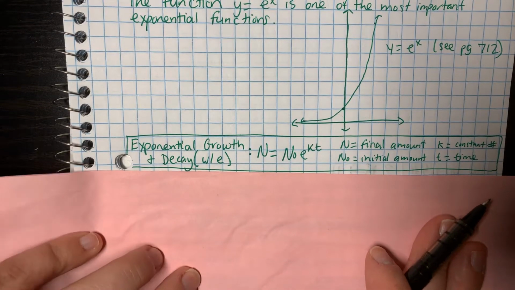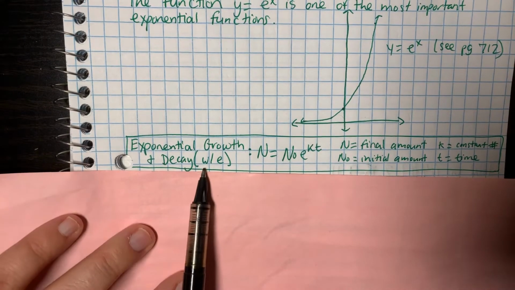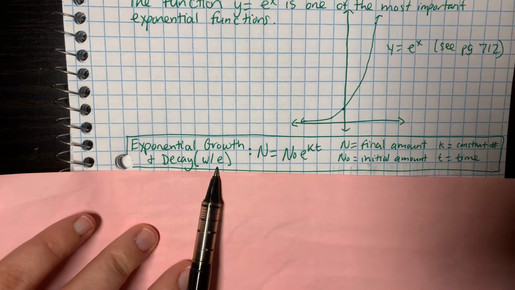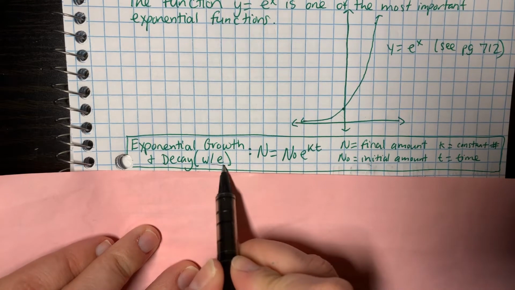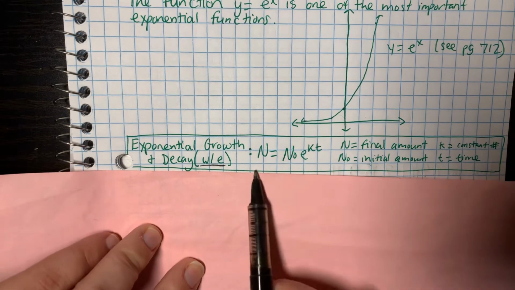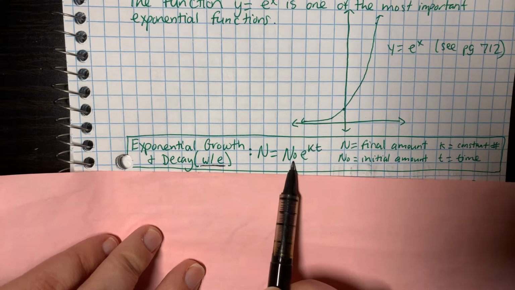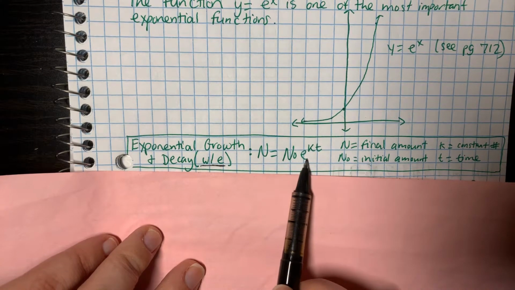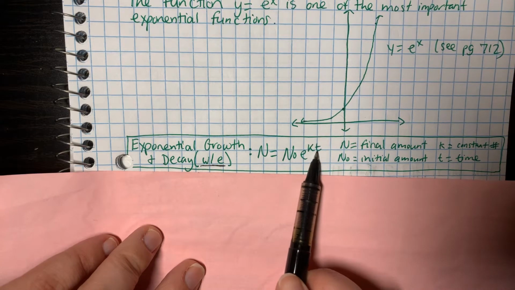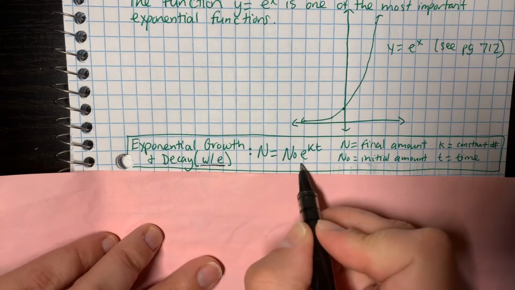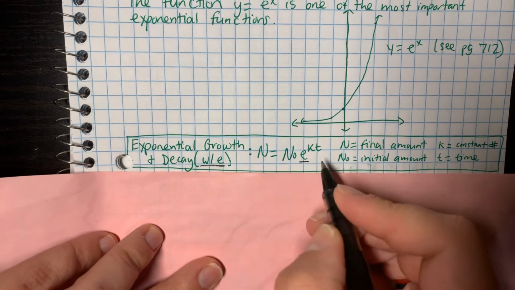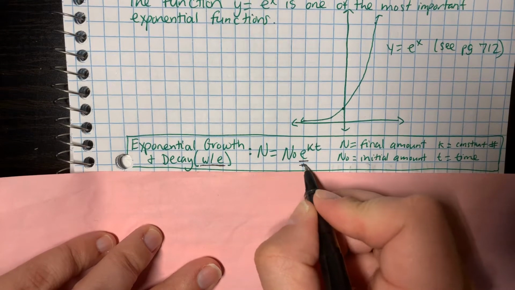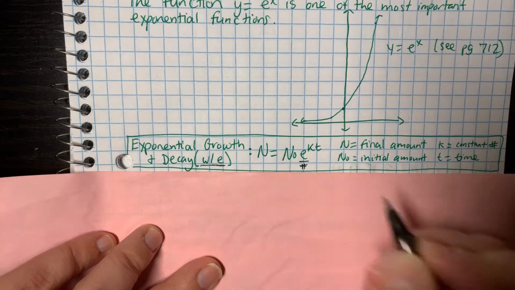Exponential growth and decay can be modeled using an equation with e. So this is kind of important. This is our equation using e: N equals N0 e to the kt. Remember, this is e the number. This is a number in here. Do not confuse that with a variable.